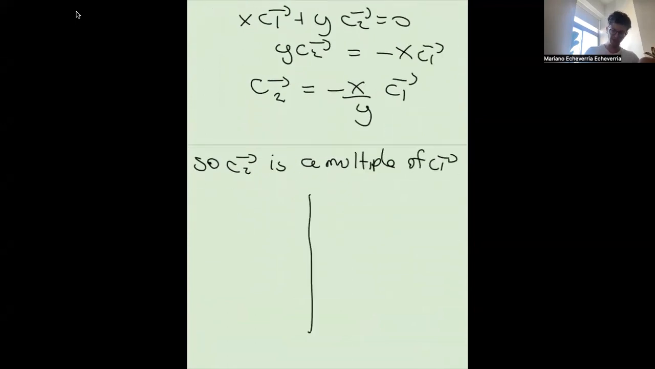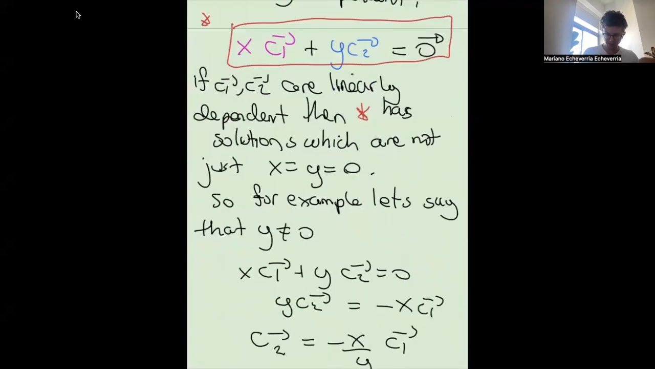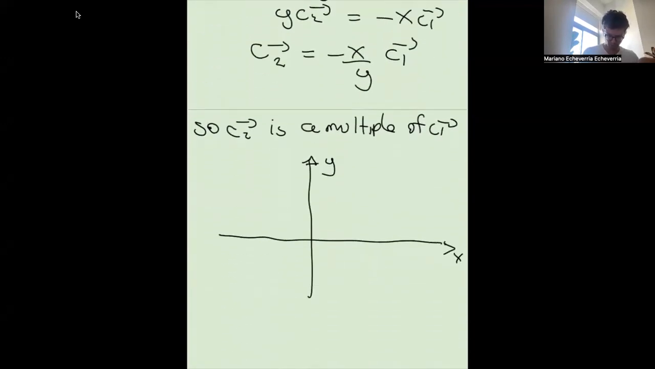So in other words, you have the vector C1, and then you have this line. What this is saying is that the vector C2 is on the same line as C1. Again, it could be pointing in the same direction or in opposite directions, but it belongs to the same line that passes through C1.